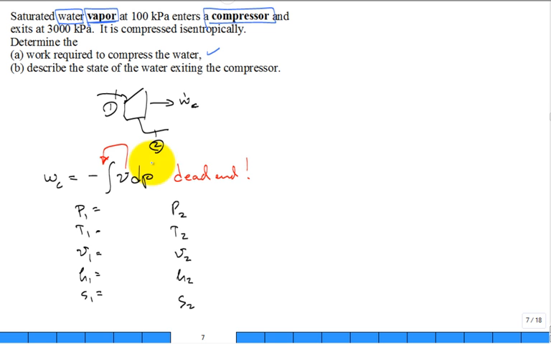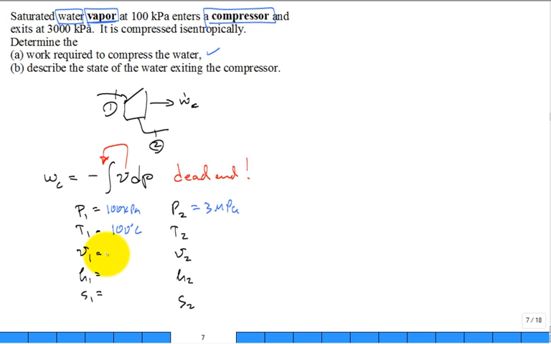We can get the value for the pressures. It's 100 kPa and then 3 MPa, true. And because it's saturated vapor, did the temperature change? No, it's roughly 100 degrees C. Let's just call it close enough to 100 degrees C.